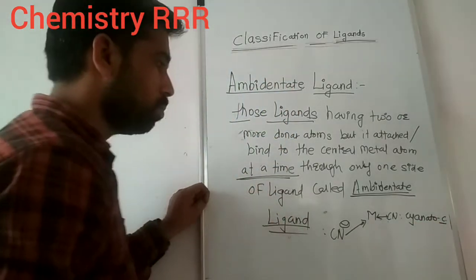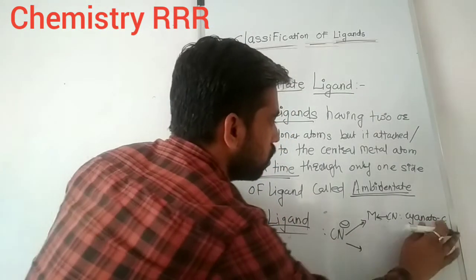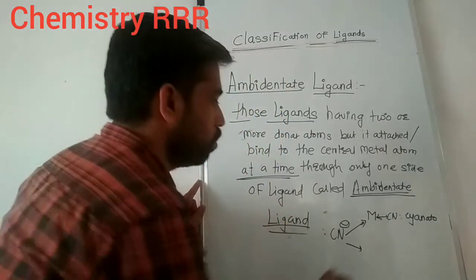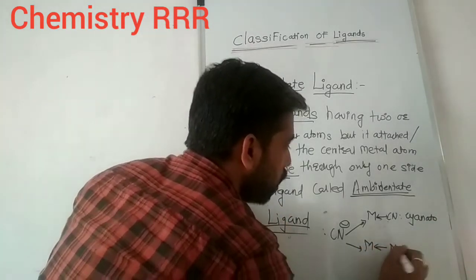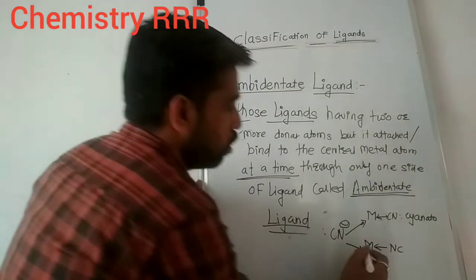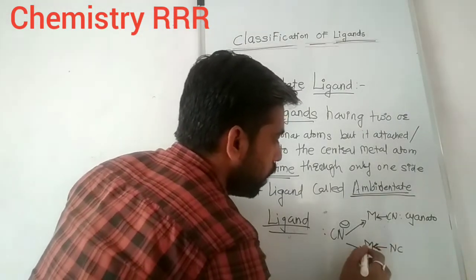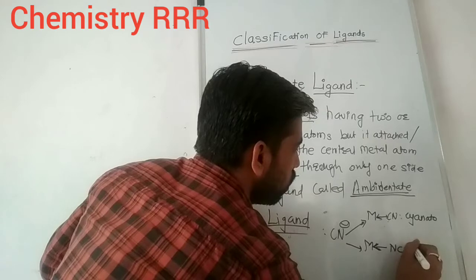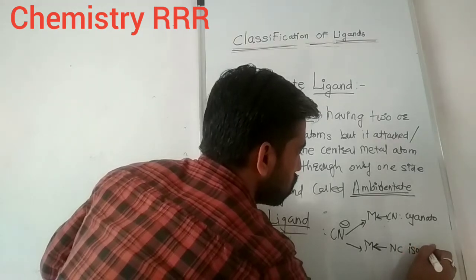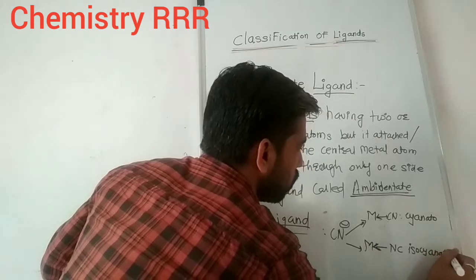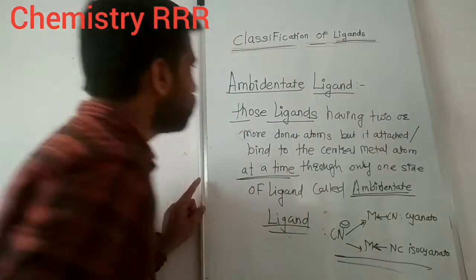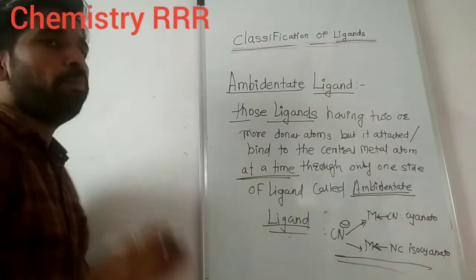Cyanato. If it binds through the nitrogen to the metal, it is called isocyanato. Okay, clear? This is an ambidentate ligand.